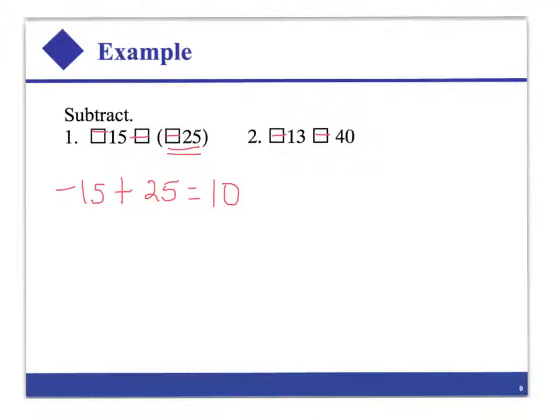Think about your money. If you think about money, you usually get it right. Let's look at number 2. You have negative 13, and then we're going to add the opposite of 40, which is a negative 40. Now, we have the same sign. So when you have the same sign, you just add them together and you keep that sign. So the answer is negative 53.